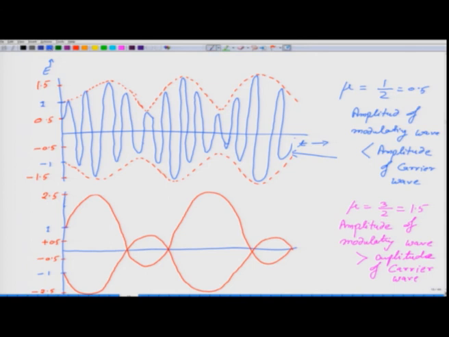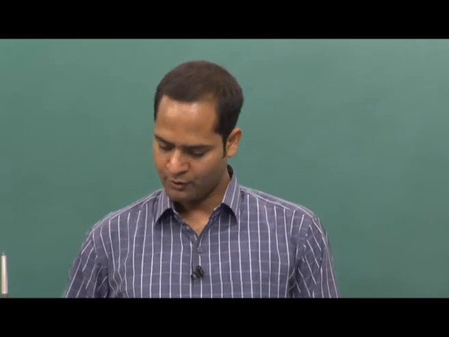And so we see that when the amplitude of the modulating wave is smaller than the amplitude of the carrier wave, the modulated wave looks very nice and it contains all the information of the modulating wave. In the next lecture we will study what happens if the modulation index is larger than 1, or when the amplitude of the modulating wave is larger than the carrier wave, and we will see that some information is lost in that case. Thank you very much.